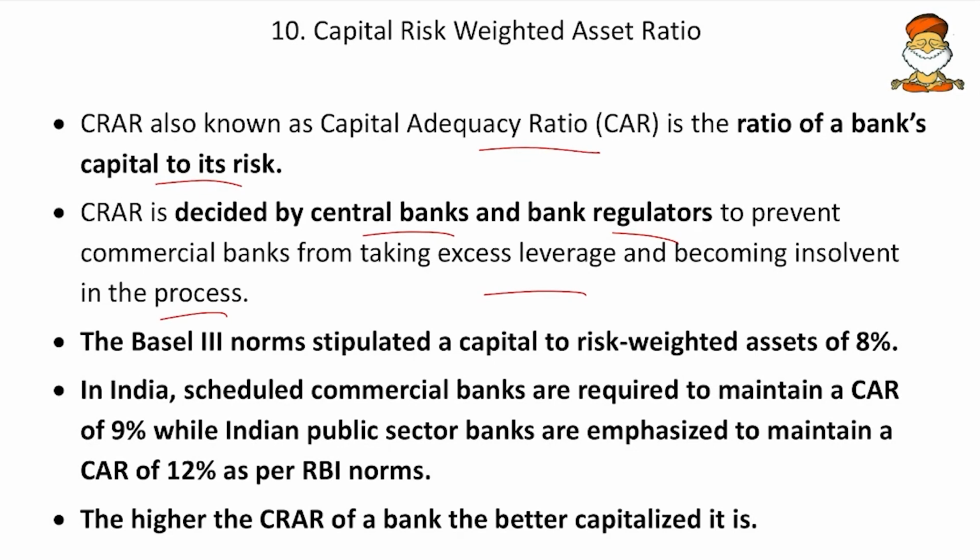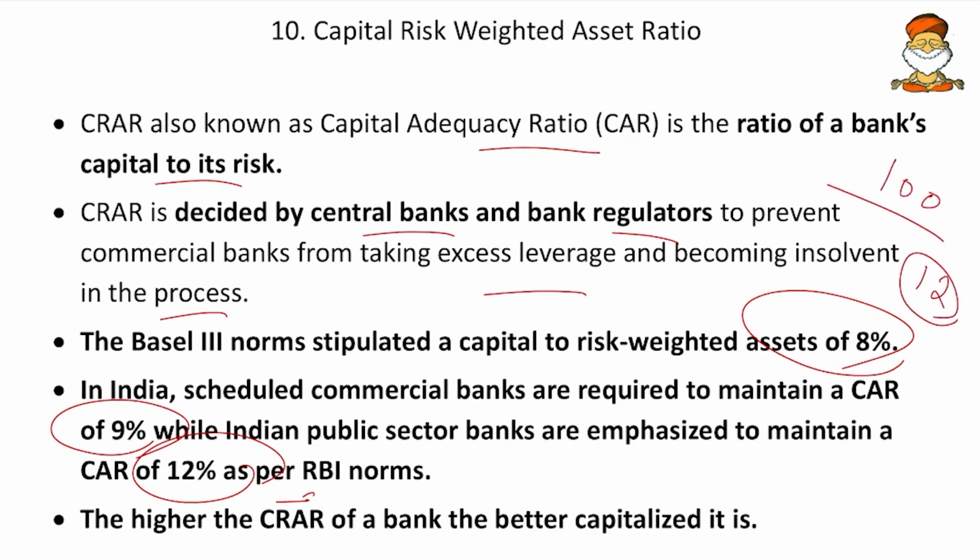And Basel III norms stipulated a capital to risk weight asset ratio of 8%. And in India, the scheduled commercial banks have 9%, and the public sector banks have a higher capital adequacy ratio of 12%. So here, simply, if I am giving a 100 rupee loan, that means 12 rupees should be given to the safest persons. So out of the 100 rupee loan I give, 12 rupees will come back for sure. Definitely they will repay. So that is capital 1, that is the tier 1 capital.